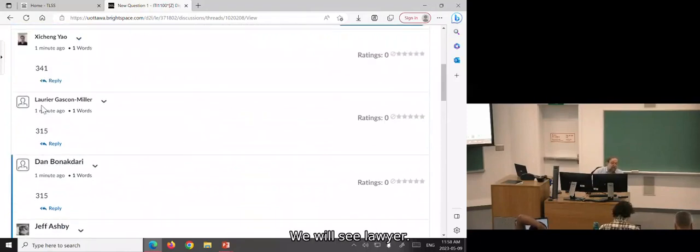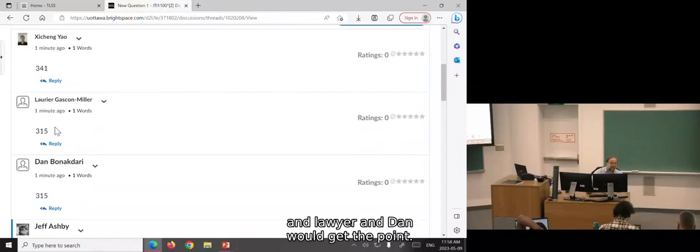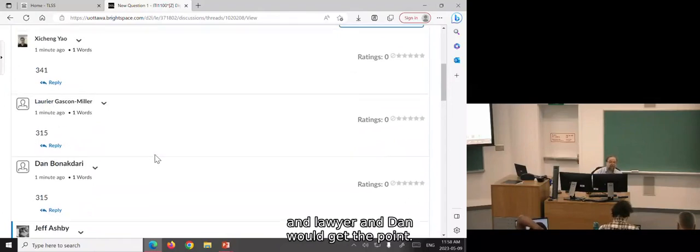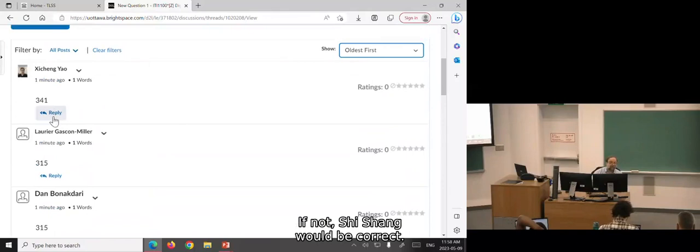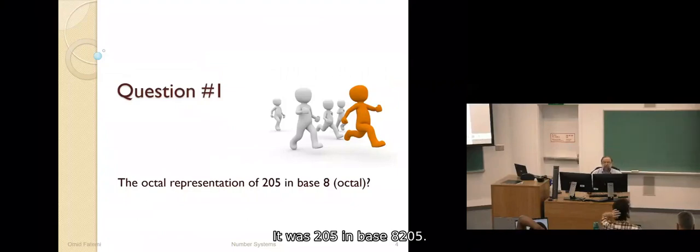We will see. Laurier. Where is Laurier? Okay. 315 and Dan 315. So if 315 is correct, then Laurier and Dan would get the point. If not, Shisheng would be correct. So 341. What was the question? It was 205 in base 8. 205.